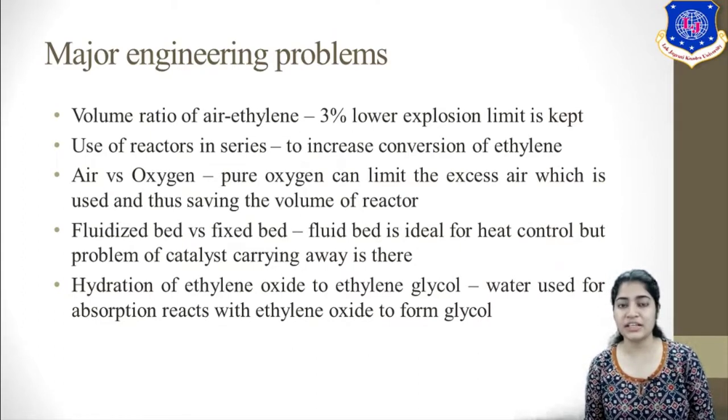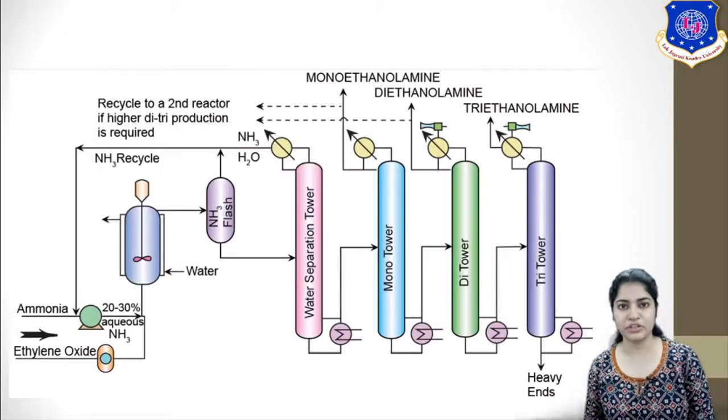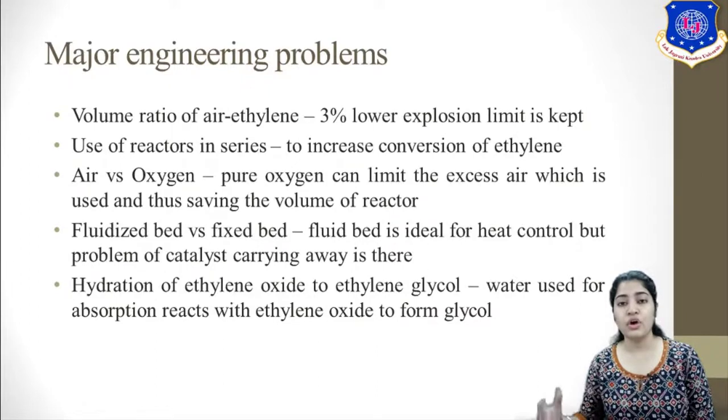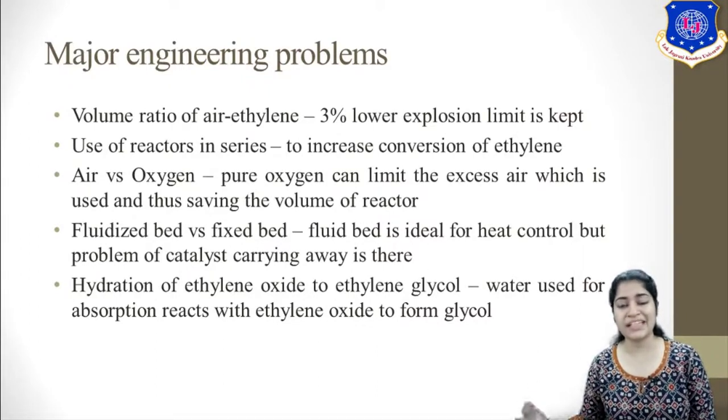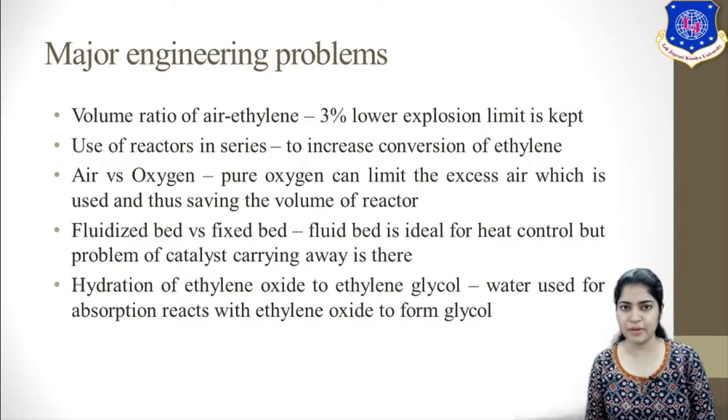Now the next is the hydration of ethylene oxide to ethylene glycol. Okay, so here you can see that in your water separation tower you are using what? Water to absorb ammonia. Now the water which is used for absorption can react with ethylene oxide to give you ethylene glycol. So this way an undesired reaction can happen, and the main use of water, which is to carry out the absorption of ammonia, is also halted, right? So these are the major engineering problems associated with your ethanolamine production.